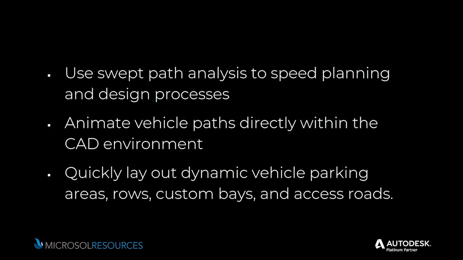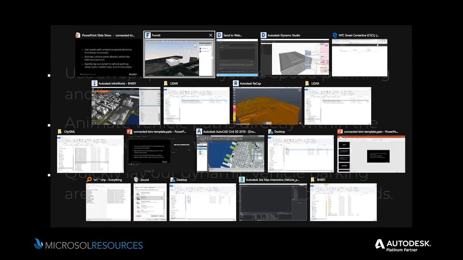Now, what's vehicle tracking? Well, vehicle tracking allows for two main functions, which I find extremely useful. First is swept path analysis, to allow you to understand how a vehicle may move through your site. You can animate that in AutoCAD or Civil 3D or any AutoCAD-based product. And you can also use the vehicle tracking tool to quickly lay out dynamic parking, right? So what are two examples of that?